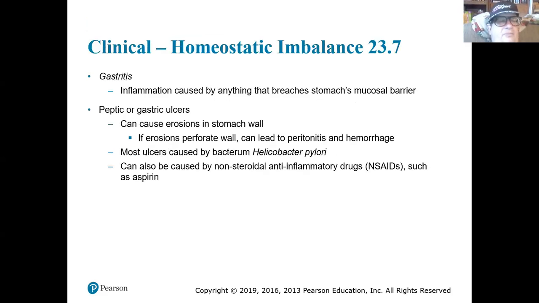Okay, moving on. So gastritis is inflammation of the stomach. Remember, gastric means stomach. So gastritis is inflammation of anything that breaches the stomach's barrier. Peptic or gastric ulcers can cause erosion of the stomach wall. If the erosions perforate, then you can get peritonitis and hemorrhage. You're spilling stuff out of the stomach into the peritoneum. Oh crap, that's major infection, bad. Most ulcers are caused by Helicobacter pylori. Totally true. They can also be caused by non-steroidal anti-inflammatories, NSAIDs, like aspirin.